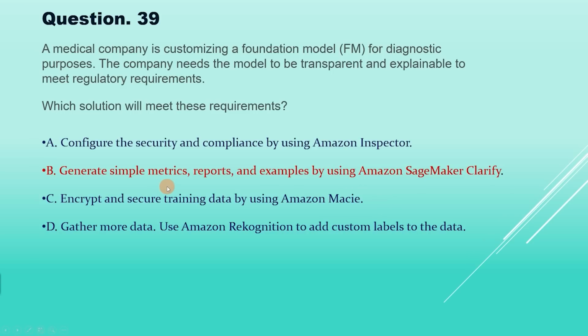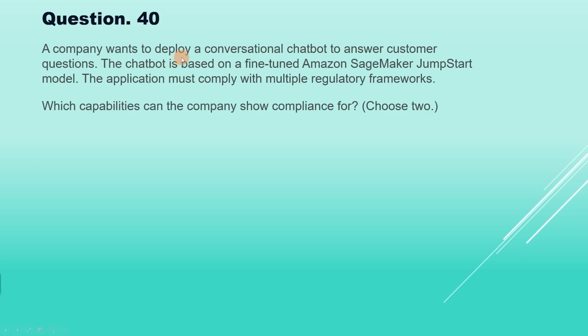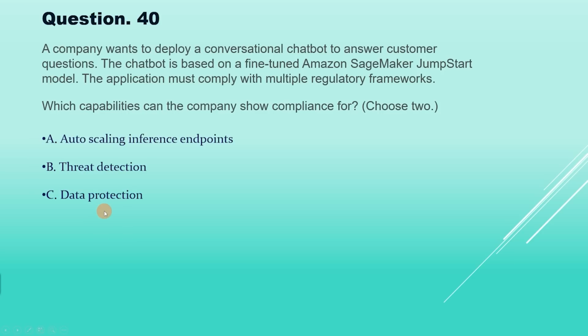Now question number 40. A company wants to deploy a conversational chatbot to answer customer questions. The chatbot is based on a fine-tuned Amazon SageMaker JumpStart model. The application must comply with multiple regulatory frameworks. Which capabilities can the company show compliance for? Choose two. Here are the options. A, auto scaling inference endpoints. Option B, threat detection. Option C, data protection. Option D, cost optimization. Option E, loosely coupled microservices.